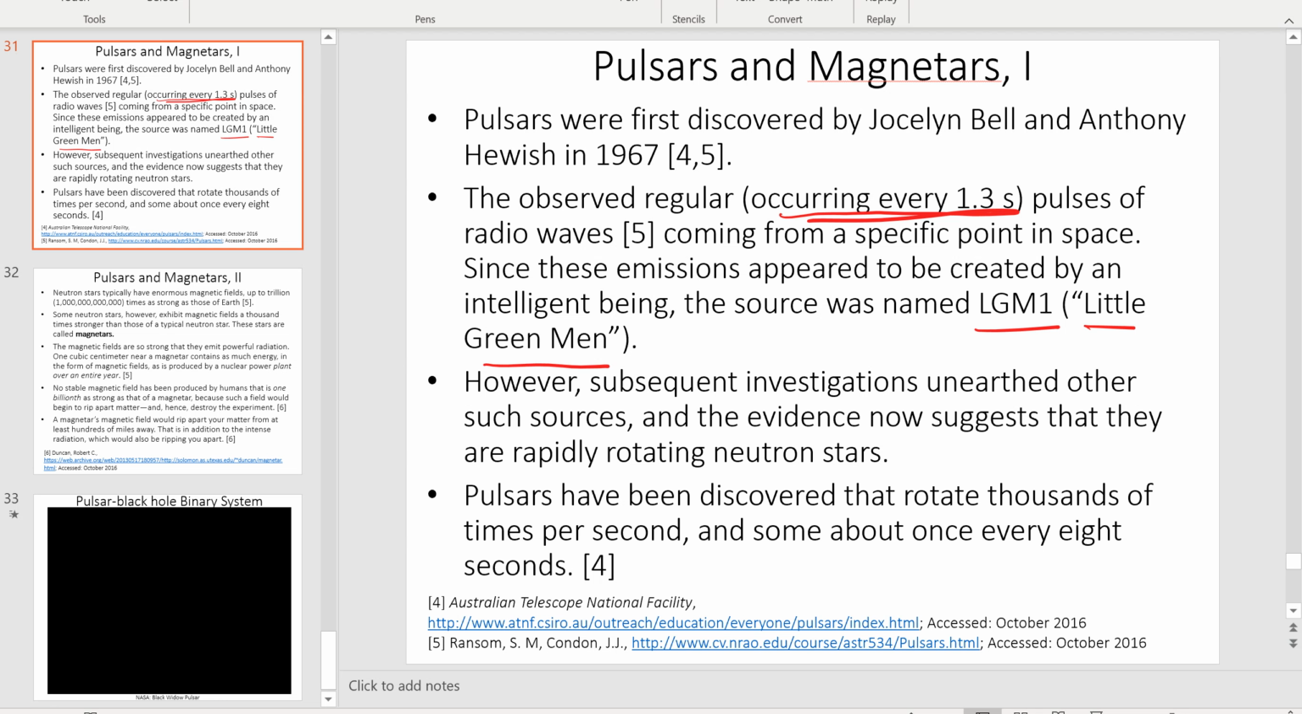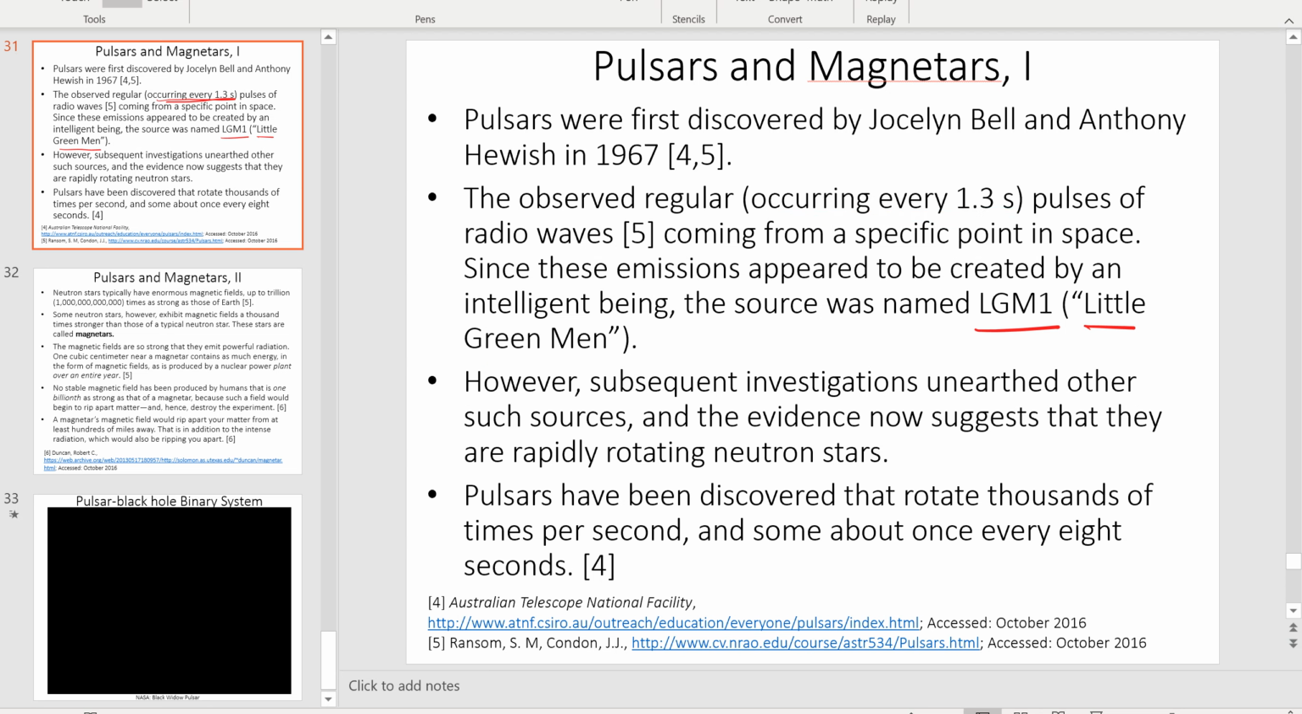But now we found many pulsars, so it wasn't ET, and there are pulsars that rotate thousands of times per second, and then some that rotate every roughly 8 seconds or so. So they vary in the rate at which they rotate, but they generally rotate quite quickly.